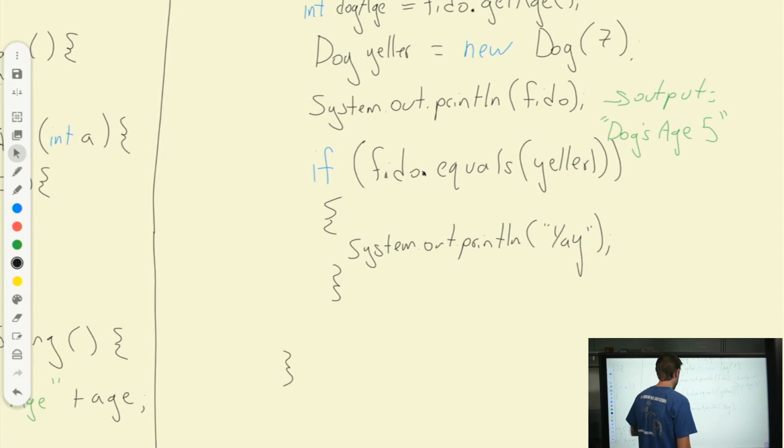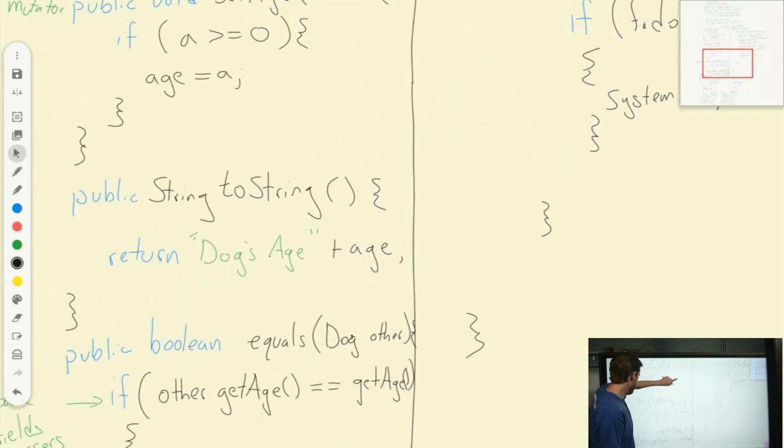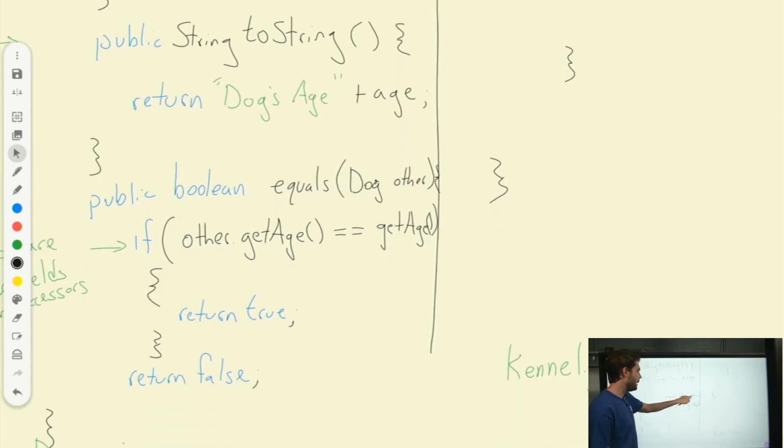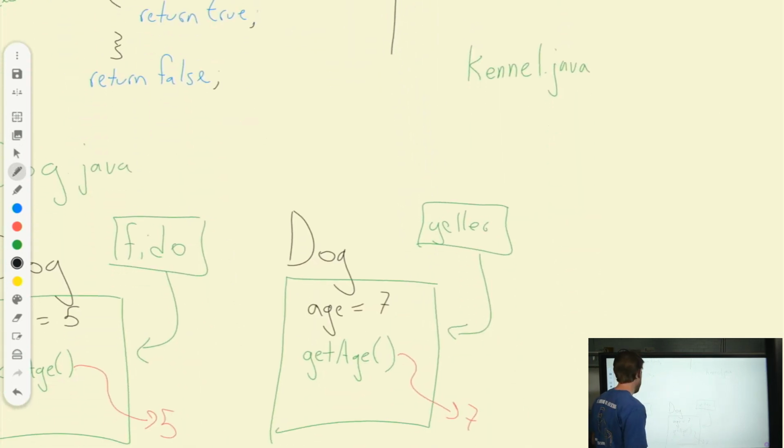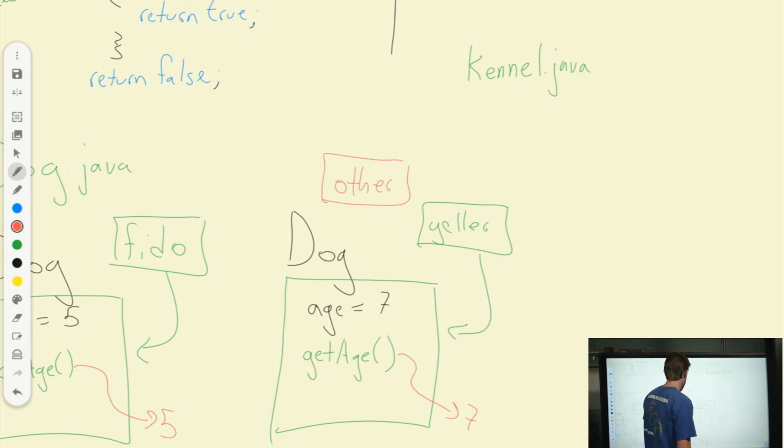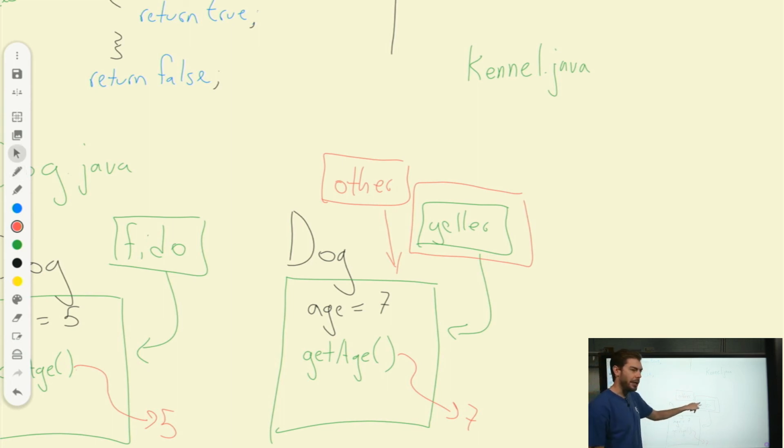Move this down a little bit. So when we call Fido.equals Yeller, Fido is going to call our .equals method over here. And Yeller is going to be passed in as other. So remember that other, when we pass in an object, is going to be pointing to our same Yeller object. So now we have other pointing to this same object because it gets the copy of Yeller. So other is now pointing to our same dog object that Yeller is pointing to.